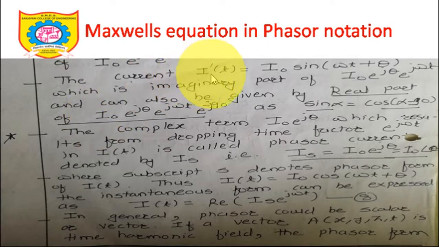Let's say I have an equation of the current i(t), which is given as I0 sin(omega t plus theta), and I need to represent it as a real part or imaginary part. Since it is a sine term, I can represent it as the imaginary part, so it will become Im of I0 e raised to j theta into e raised to j omega t. It's perfectly okay.